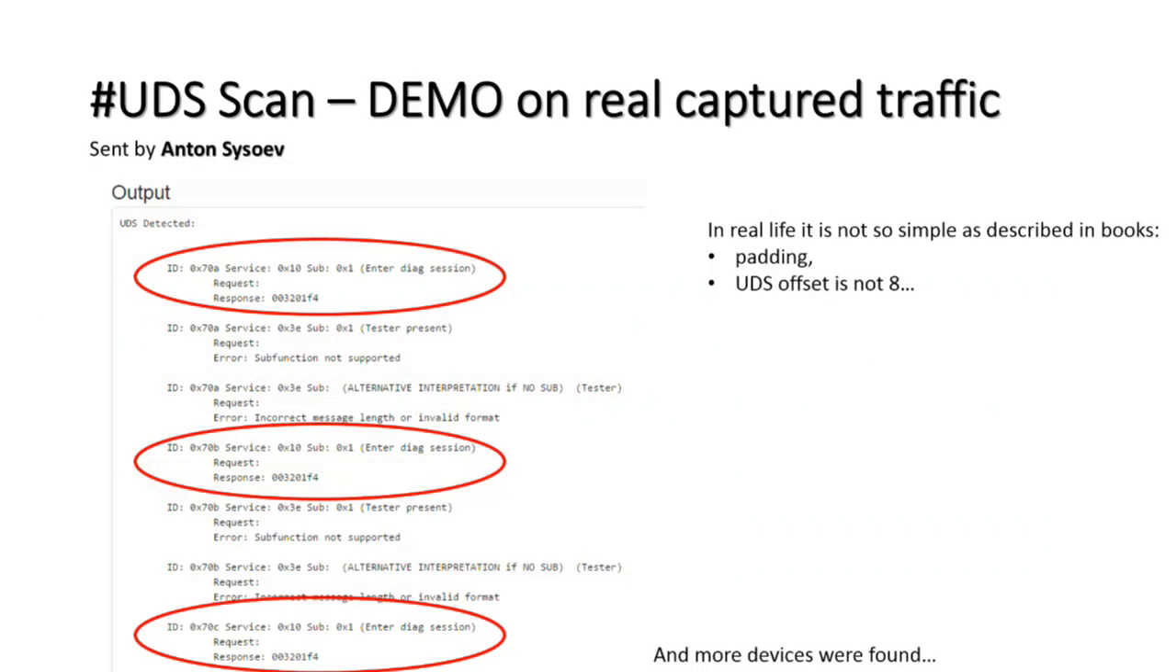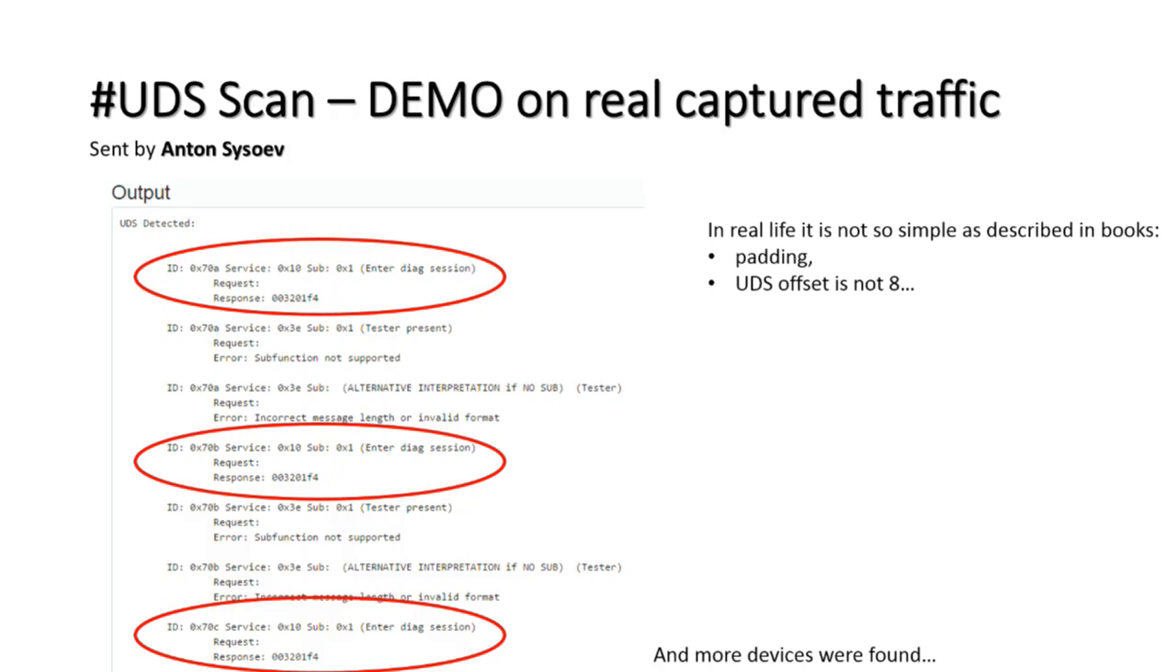And this is an example from a real car, from the guys from Carpoon. They just connected to their car and scanned for service number 10, which is enter diagnostic session, and a lot of devices replied. Here I just want to mention that real life is always different from what you could read in car hacking books, because in this case the UDS offset was different.